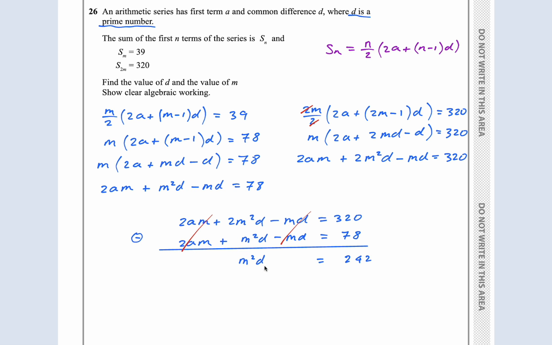So I need to consider different prime numbers for d. Now what happens is, if d is equal to 2, this is the first prime number, by the way, guys, 2. So if d is 2, m squared is 242 divided by 2, which is 121. And that is a square number, so I can get m is equal to 11.